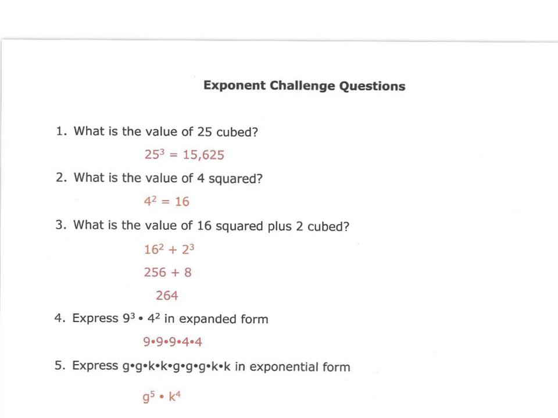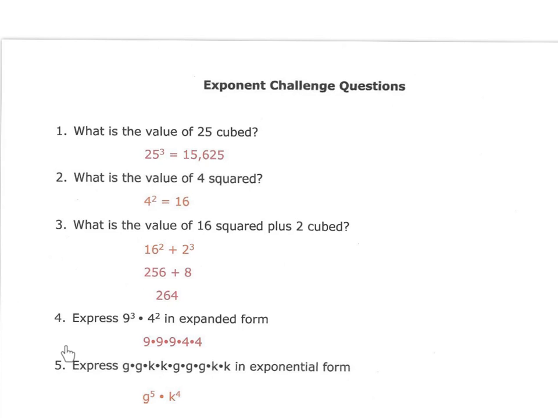For problem number 1, the value of 25 cubed is 25 to the power of 3, which equals 15,625. Number 2, what's the value of 4 squared? 4 squared is 4 to the power of 2, which equals 16. Number 3, what's the value of 16 squared plus 2 cubed? So you write it out, 16 squared plus 2 cubed. 16 squared is equal to 256 plus 2 cubed is equal to 8. You add them together.